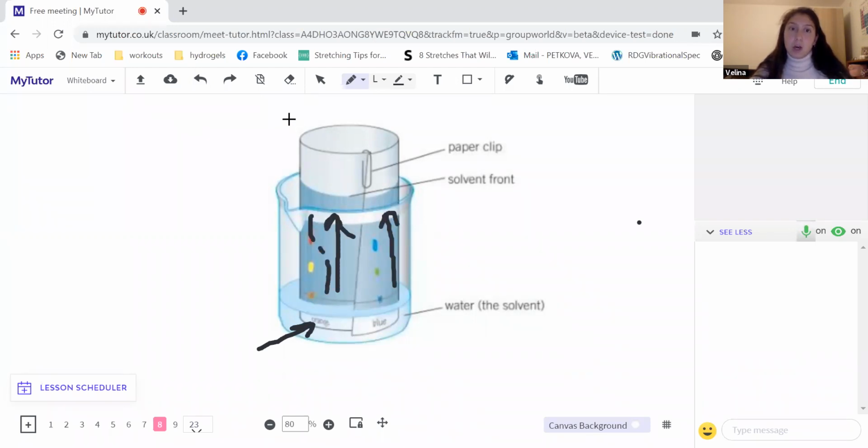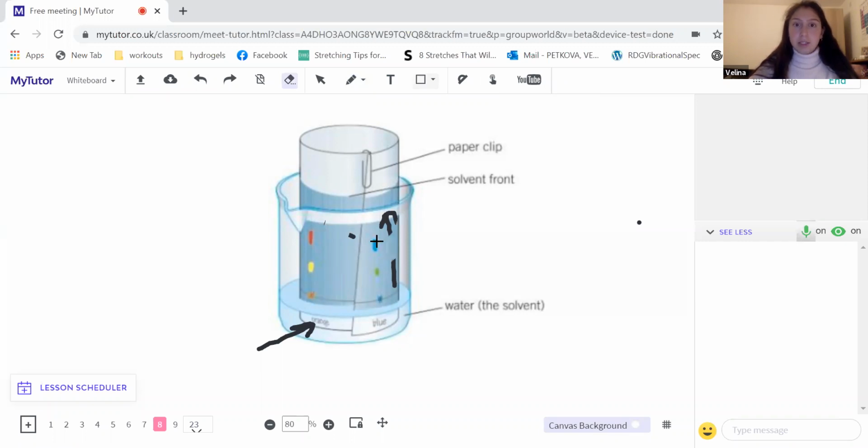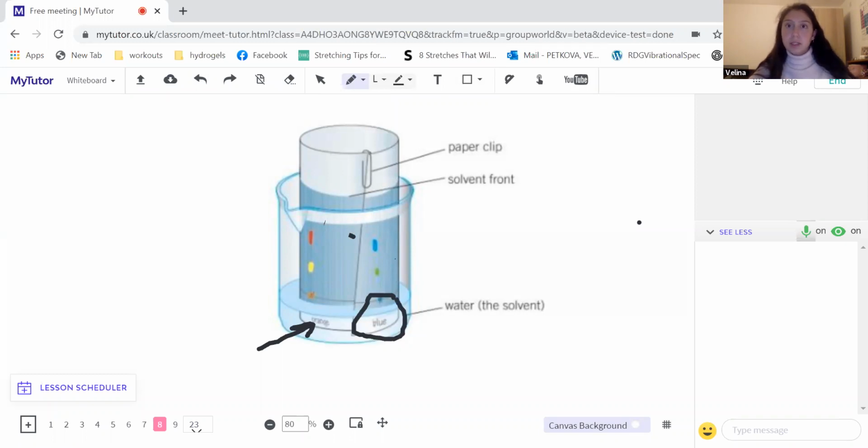So in this case, which color is more soluble? The yellow or the red? So obviously, as we can see, the red has reached higher. So therefore, the red is more soluble than the yellow, okay? And in the other case, which colour is the most soluble in water? Do people want to quickly jot down some answers? Yeah, perfect. Exactly. It is blue because it's reached higher up the paper.